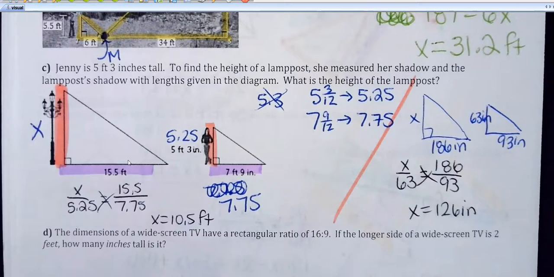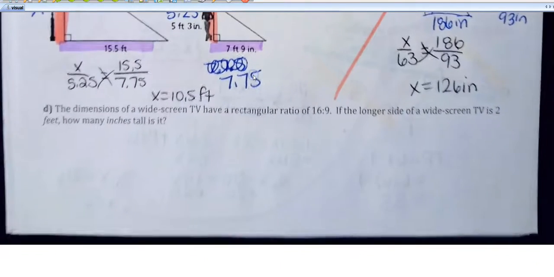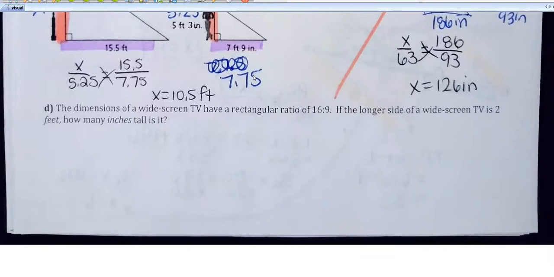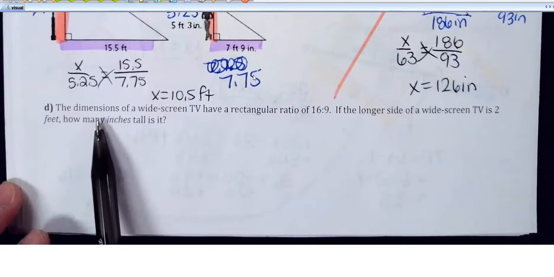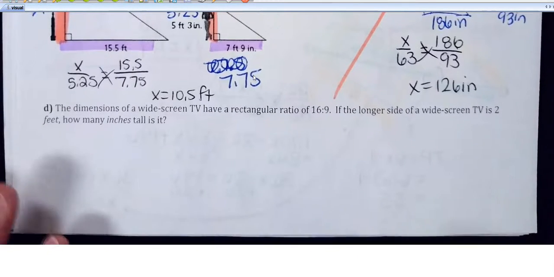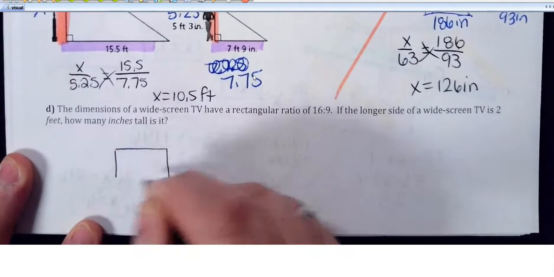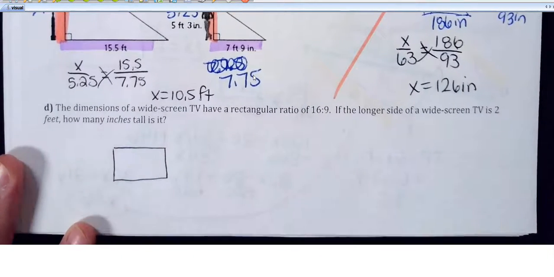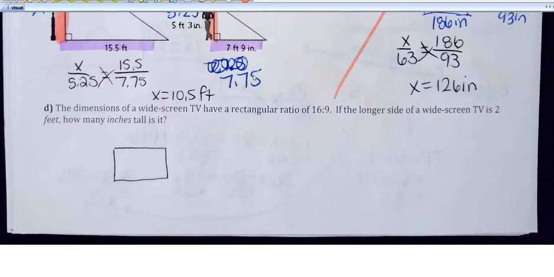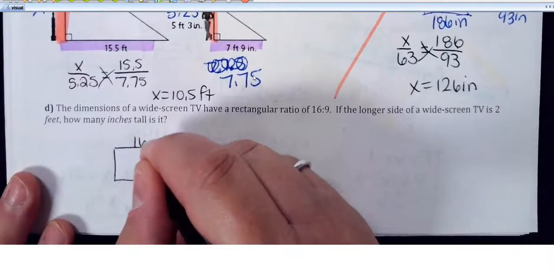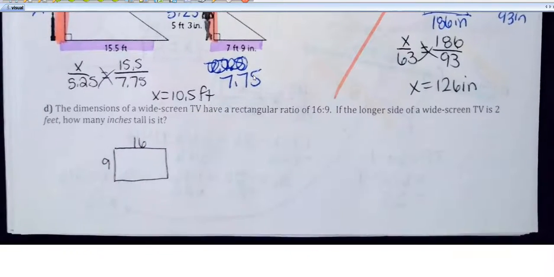Is anybody having a question? Okay, let me just do one more. This one deals with a rectangle instead of a triangle. It says the dimensions of a widescreen TV have a rectangular ratio. So I'm just going to sketch a little rectangle here. And the ratio is 16 to 9. So I'm going to label the longer side 16 and the shorter side 9.